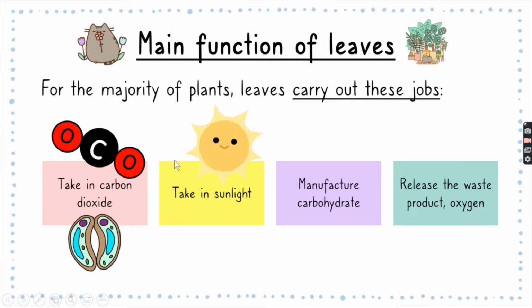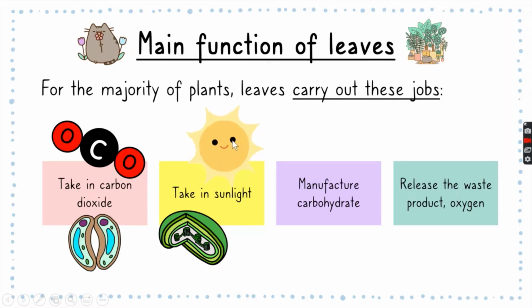The leaves also can take in sunlight, and how they do this is that they have these organelles. Some of the leaf cells have organelles called chloroplasts, which contain a green pigment called chlorophyll, and they have the ability to absorb sun energy.